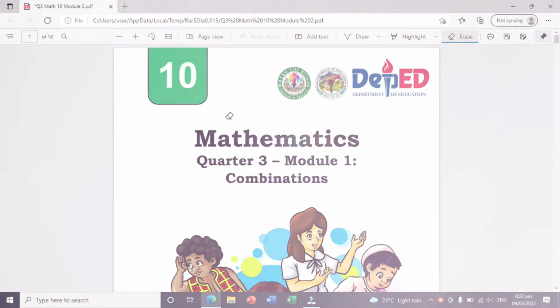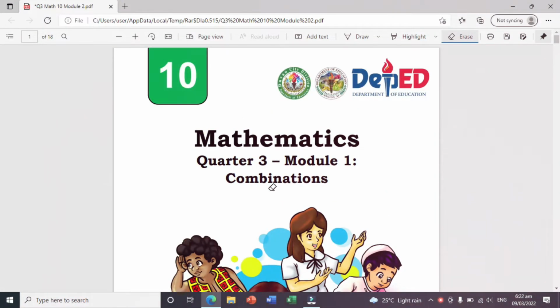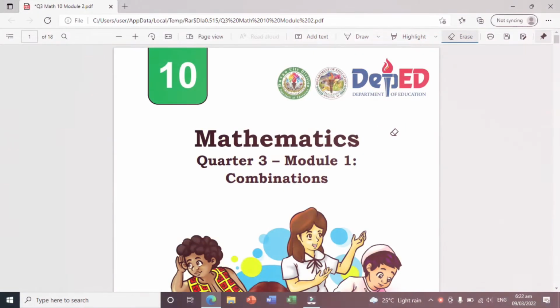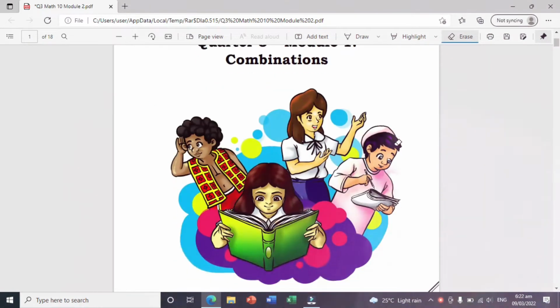So we are now about to discuss Quarter 3 Module 2. Actually, Module 2 is all about combinations. So once again, we are using our modules from the Department of Education. So umpisa na tayo.